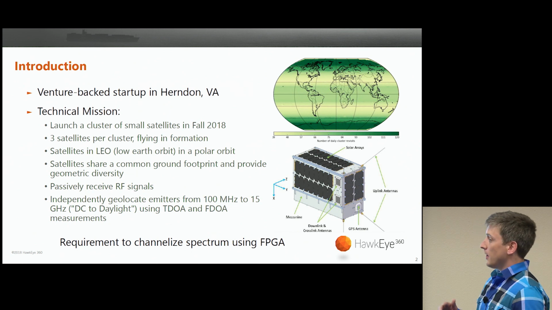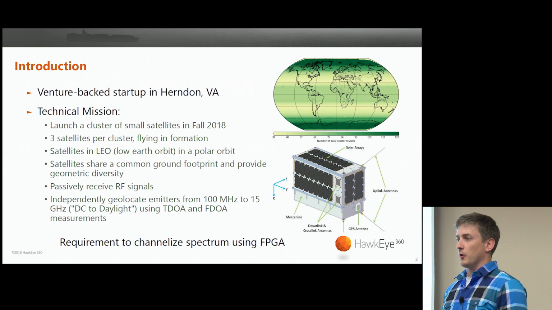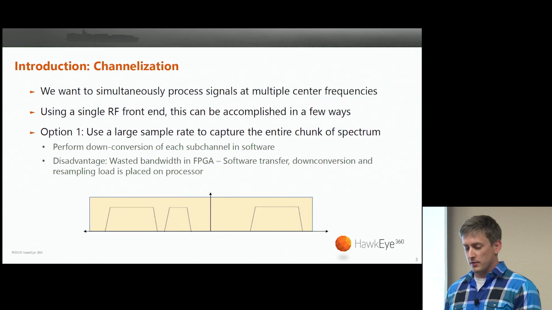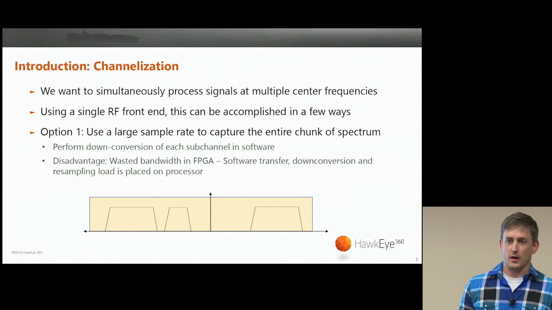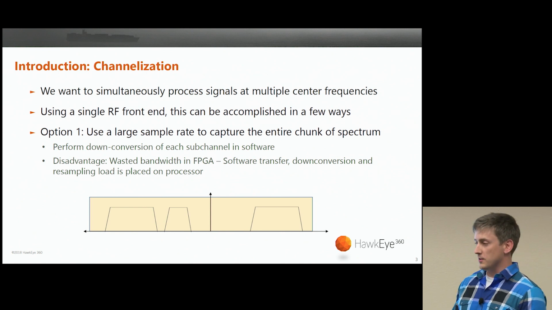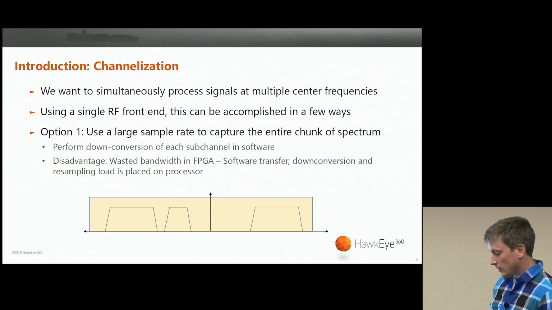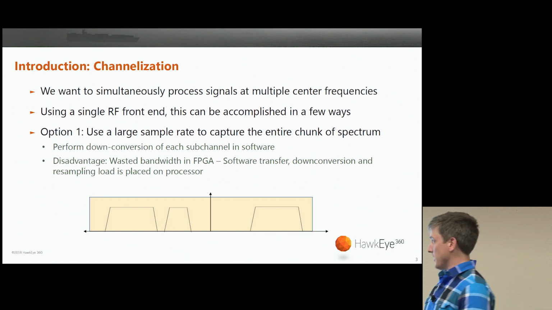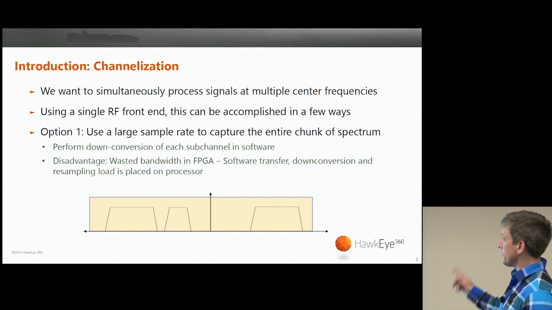So the title of my talk was improving the RFNoC channelizer. There's an Ettus out-of-tree module that does channelization, and well, we kind of evolved from there. So I'll talk a little bit first about channelization.